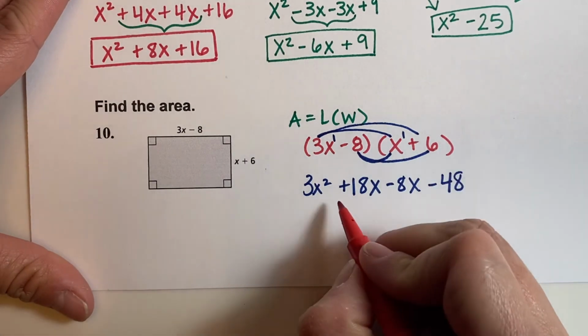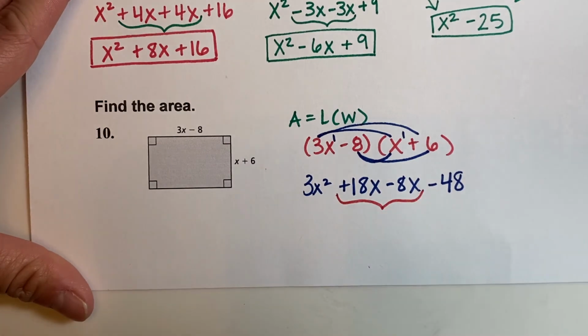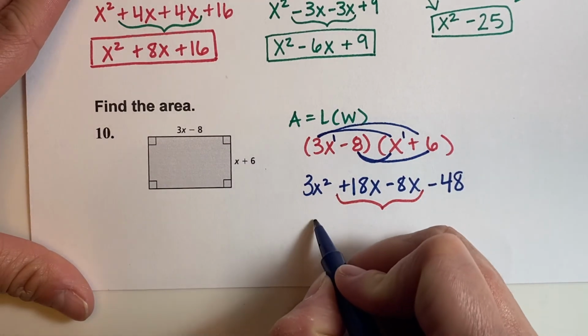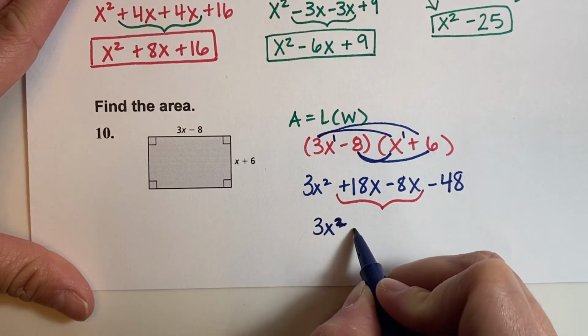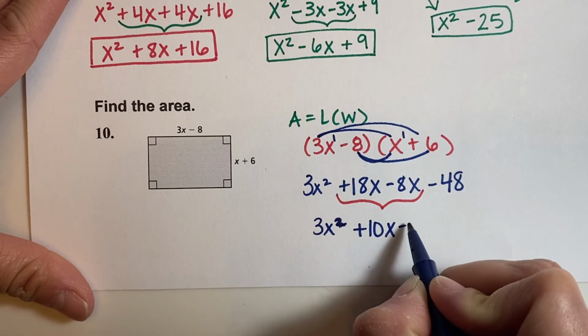Last, you combine your like terms, plus 18x minus 8x. So I'm going to get 3x squared, plus 10x minus 48.